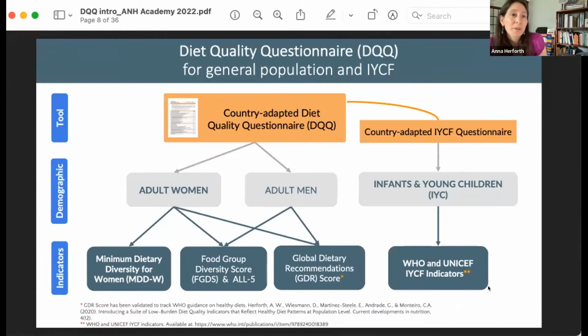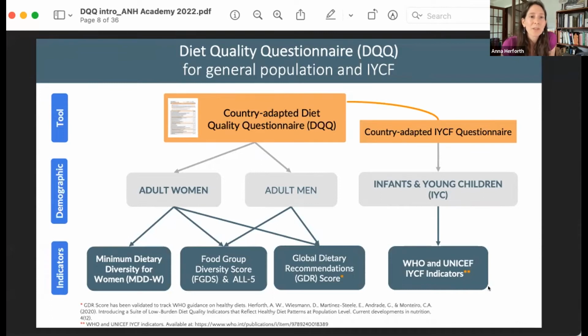So we have actually produced two different DQQs. There's the main one, which we'll be practicing with today, for the general population, which is for everybody, women and men, and of all ages. So not just women of reproductive age, as in the MDDW indicator, but also everyone else in the general population. And then there's a companion country-adapted IYCF questionnaire using the same food groups, but with additional questions and adaptations that are specific to the 6 to 23 month age range.